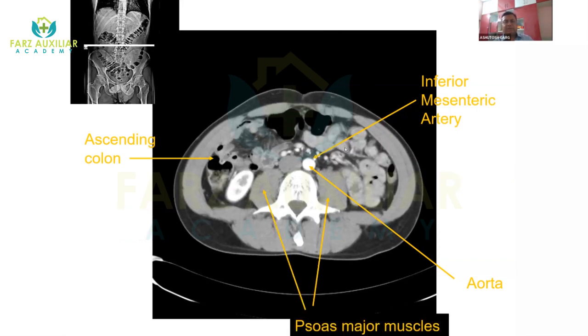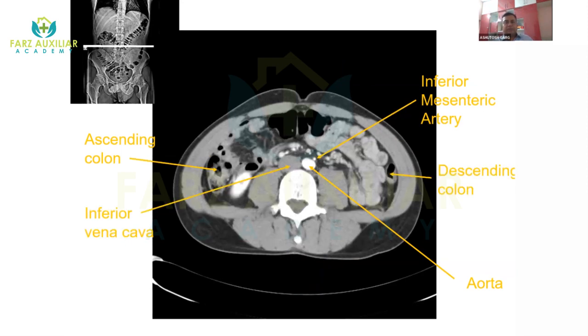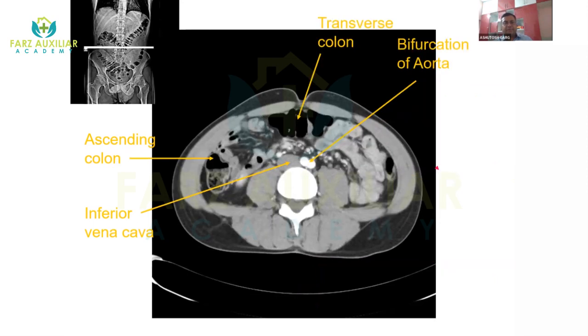psoas major muscles. You can see these are the psoas major muscles on the sides of the vertebral body. This is the ascending colon, this is the transverse colon, this is the descending colon. These are small loops of intestine, psoas major muscle, aorta. This is the inferior vena cava. So ascending colon, descending colon, inferior mesenteric artery, inferior vena cava, aorta.